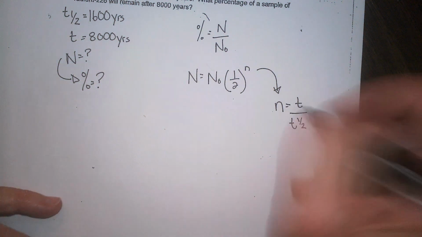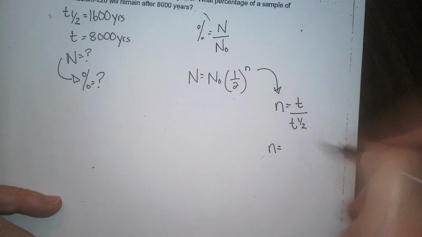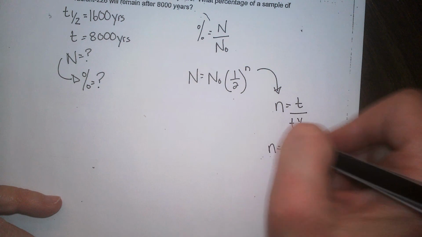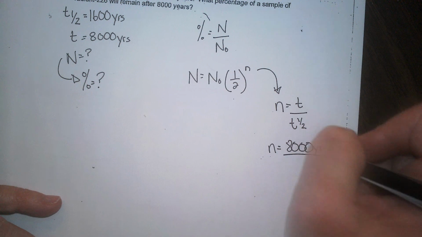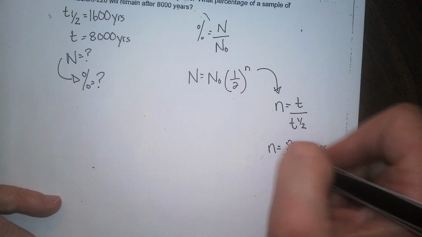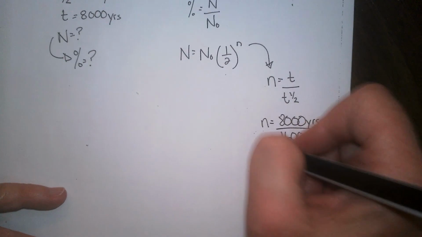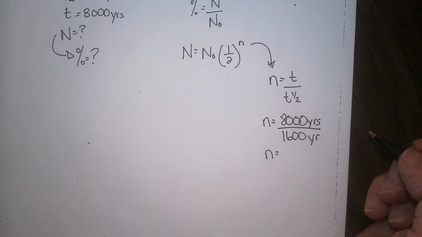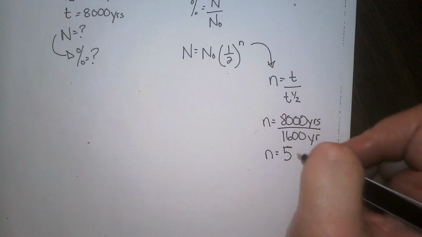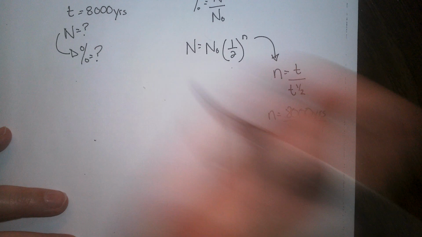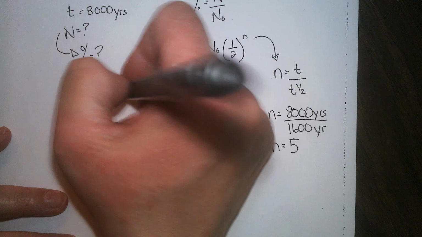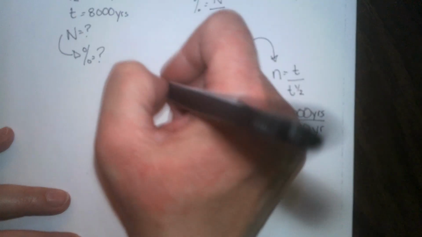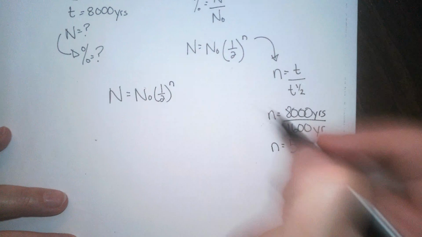So when we solve this, T is 8,000 years. That's what Cadence told us. And Avery told us the half-life is 1600 years. So how many half-lives does it go through? 5. Okay.